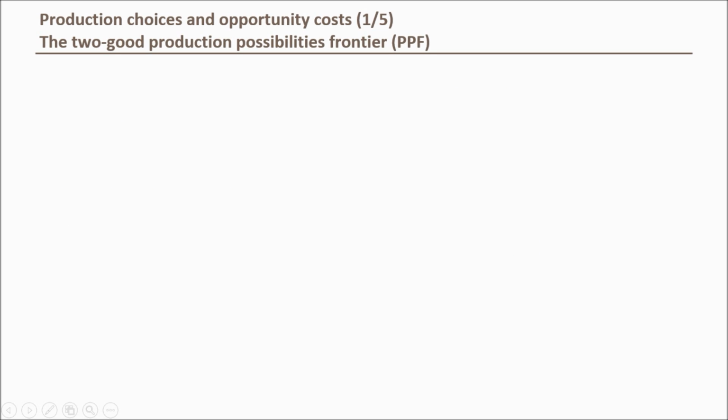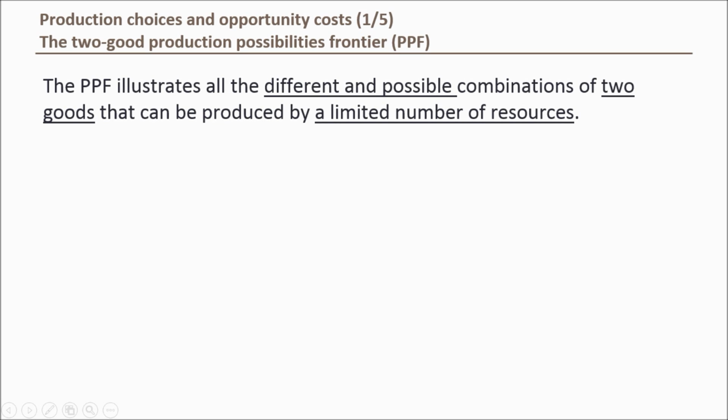So what is the PPF? The PPF is a curve or graph which represents the total or complete frontier of all the production combinations possible. Think of the PPF as a graphical illustration of all the possible combinations of goods you could buy with a month's salary, except that instead of buying goods, we're now looking at all the combinations of goods that can be manufactured. A more formal definition of the PPF is a model which illustrates all the different and possible combinations of two goods that can be produced by a limited number of resources.